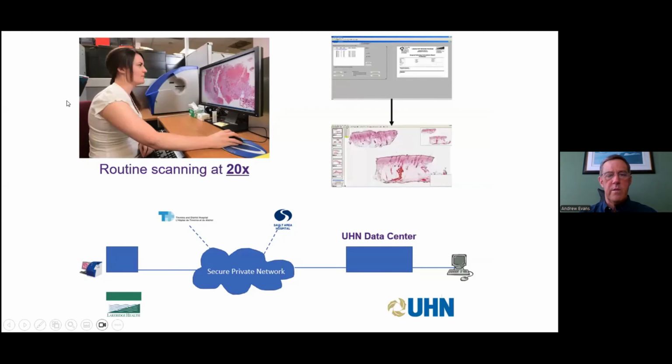Important to note here that the default scanning was actually done by office admin staff. The scanning was routinely performed at 20x, not 40x, as most scanners default to now. Fully integrated with Copath, as I mentioned. We had a secure network system that involved the UHN data center, and it worked quite well, but honestly, it was for a small scale project.